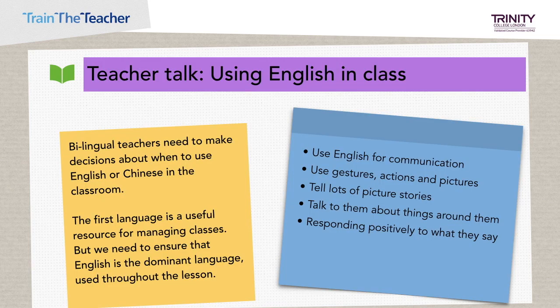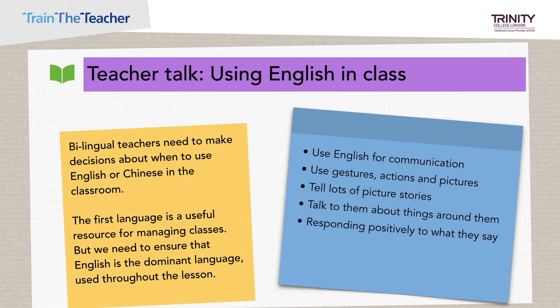So let's consider the use of English and Chinese in the classroom. It's important for children to be introduced to classroom language very early on, so that they can understand what you want them to do and get as much exposure as possible. Bilingual teachers need to make decisions about when to use English or Chinese in the classroom. The first language is a useful resource, but we need to ensure that English is the dominant language used throughout the lesson. So, use English as the main language for communication.